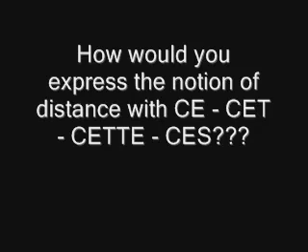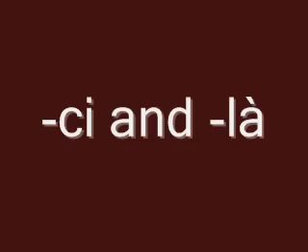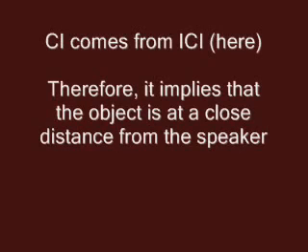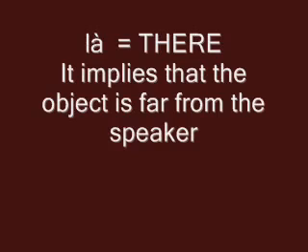Well, it's very easy. Two words to remember. Ci and là on the screen. Ci and là. Ci comes from ici. If you don't know that, you can go back to my lesson, my video on the adverbs of place. Here, ici, it means here. So ci is a shortened version of ici, okay? And là is there, okay? Feel free to check that video, alright? So you use ci and là to express the notion of distance.